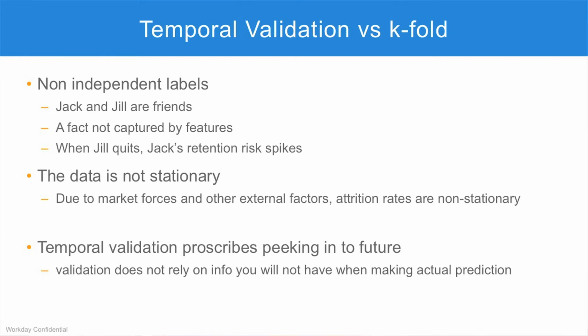So I have an example here. Jack and Jill are friends, a fact that is not captured by our features. But when Jill quits, Jack's retention risk spikes. So the labels themselves are not independent of each other. There's a dependent structure here.